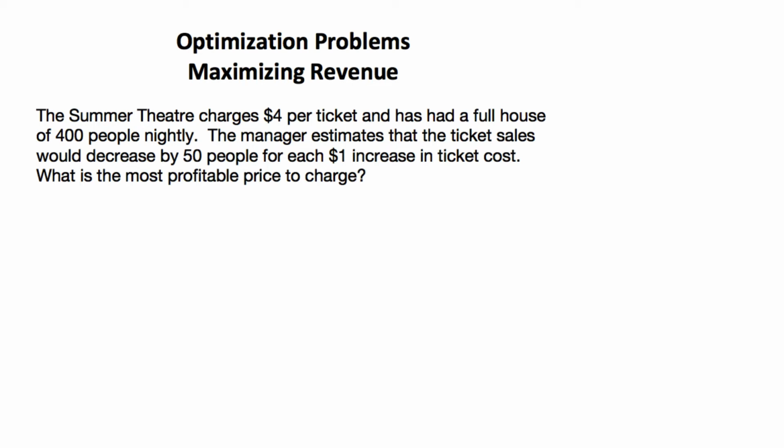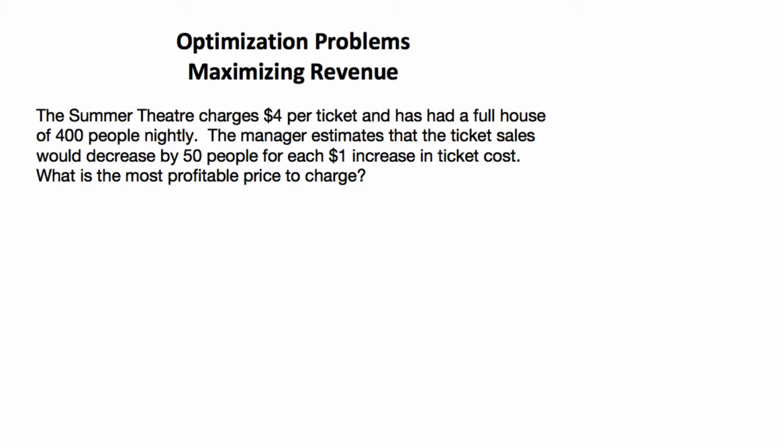We have a theater charging $4 per ticket, and it's had a full house of 400 people nightly for performances. The manager estimates that the ticket sales would decrease by 50 people for every $1 increase in ticket cost. The higher the price, the theory is, the fewer people would show up. The question is, what is the most profitable price to charge?